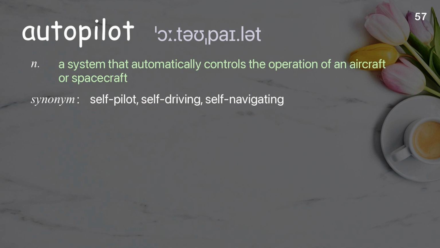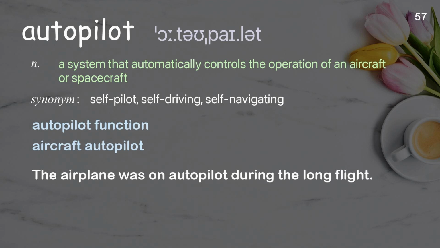Autopilot. A system that automatically controls the operation of an aircraft or spacecraft. Examples: Autopilot function. Aircraft autopilot. The airplane was on autopilot during the long flight.